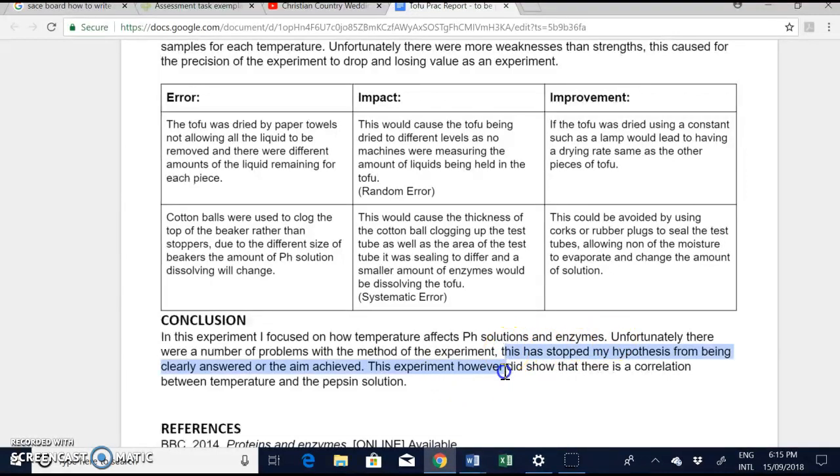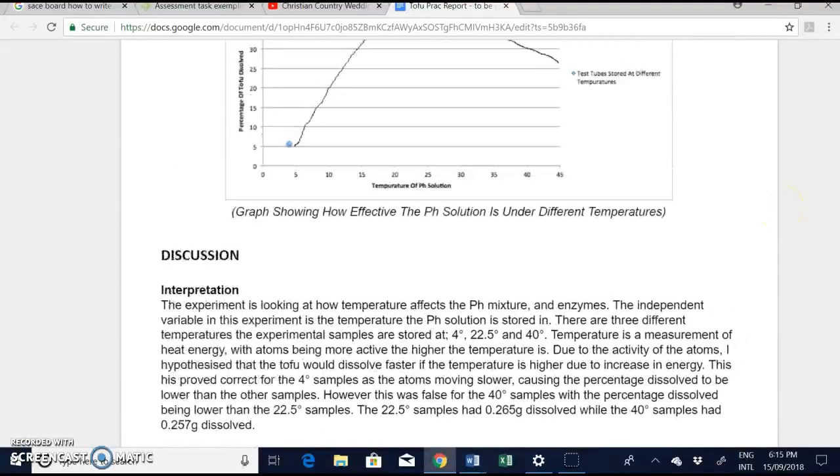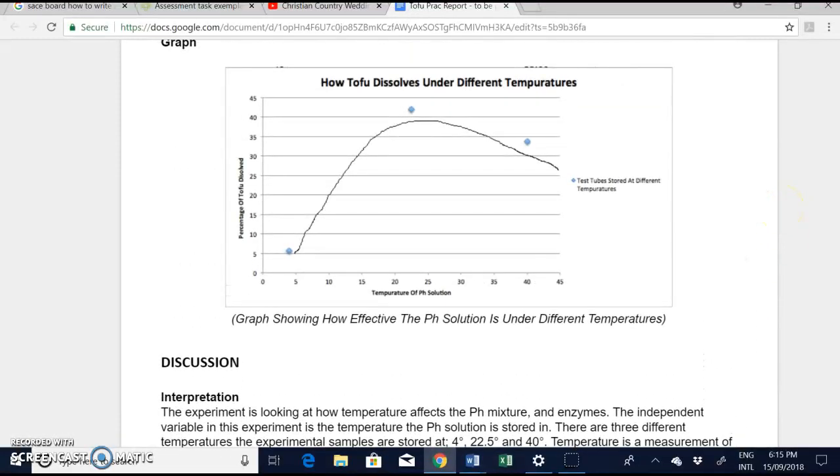It says this has stopped my hypothesis from being clearly answered. What they're really saying is that it's inconclusive. This person got a little bit confused because they were expecting to see a straight line and they didn't. So they thought, ooh, something's going a bit wrong. In a way, it did support their hypothesis, didn't it? It did increase as the temperature increased. It did decrease afterwards, but it did increase.